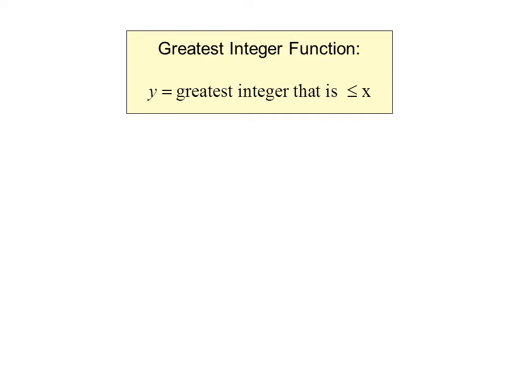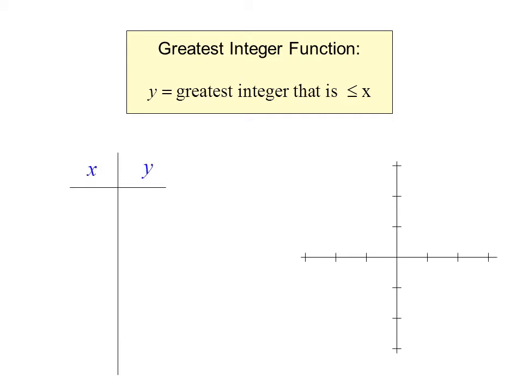The greatest integer function, y equals the greatest integer that is less than or equal to x. If we make a table and start with x equals 0, the greatest integer that is less than or equal to 0 is 0. So we put a dot on the graph. If we move over a little bit to the right, the greatest integer that's less than or equal to 0.5 is still 0. If we move to 0.75, the greatest integer that's less than or equal to 0.75 is still 0.